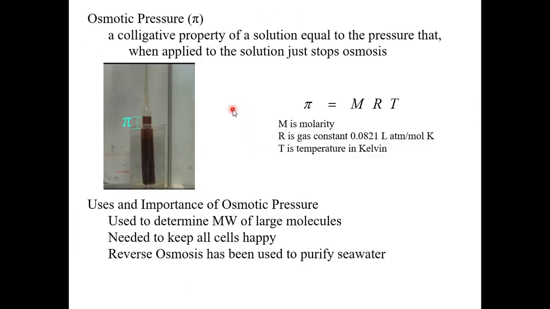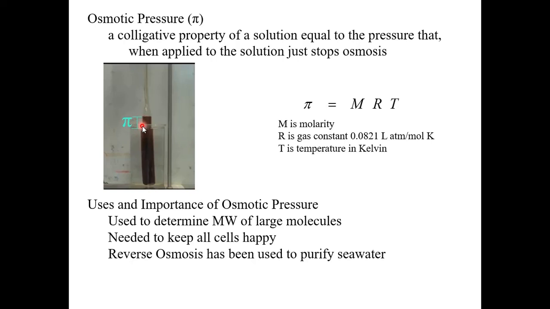And now what we're actually going to be looking at, because we're talking about colligative properties, is osmotic pressure, which is symbolized by pi. It's basically the pressure applied to a solution just to stop osmosis. This is a screenshot from the video, and I drew in here the fact that the difference in height from here to the water level would be equal to pi.